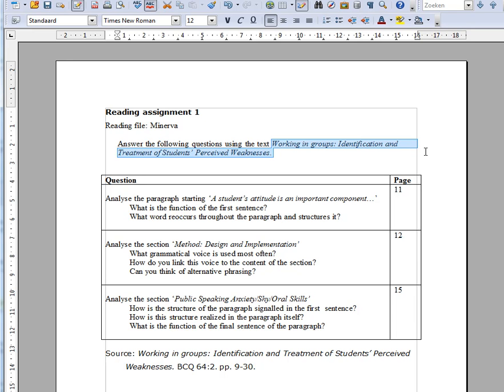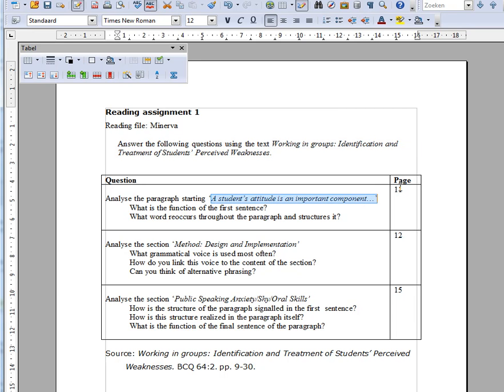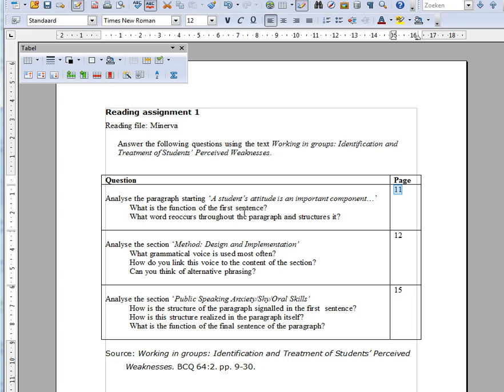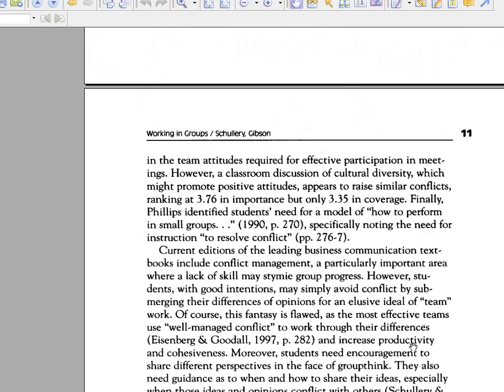The first question that we'll deal with is we're going to look at a paragraph starting with "the student's attitude" on page 11, and we're mainly going to look at the function of the first sentence. And then also we're going to look at what specific word reoccurs throughout the paragraph and is going to structure the paragraph and is linked to this first sentence. Let's take a look at the text itself.